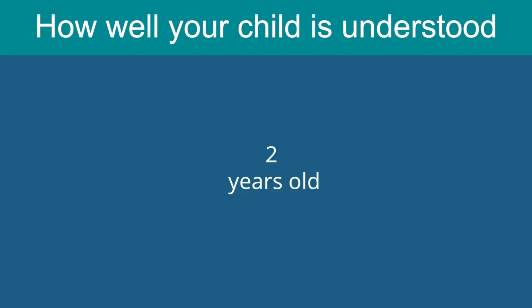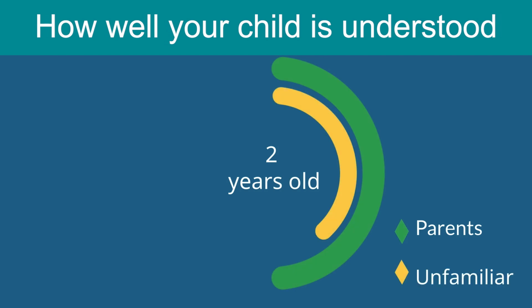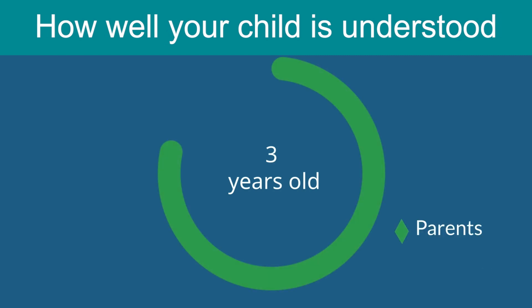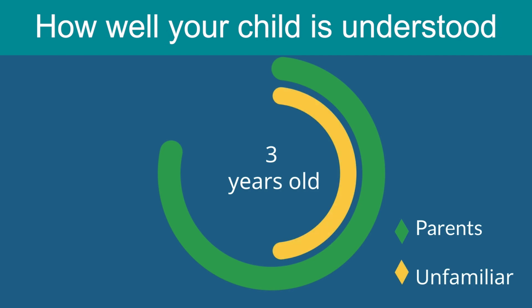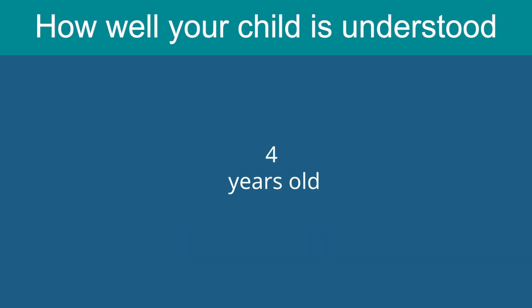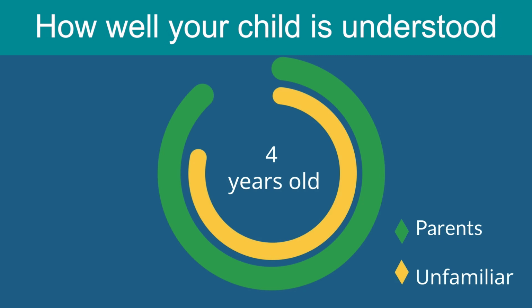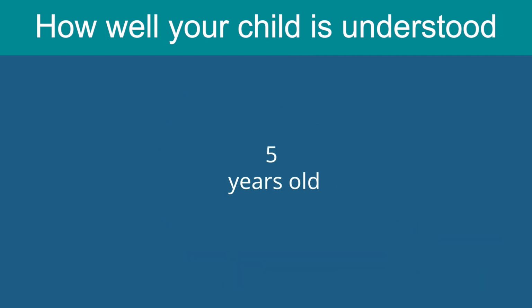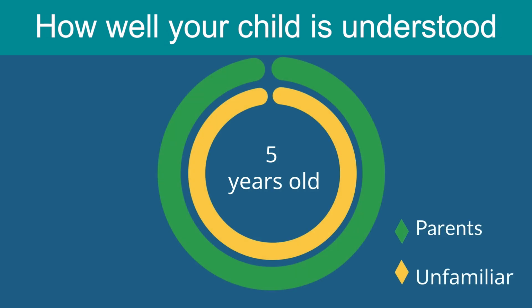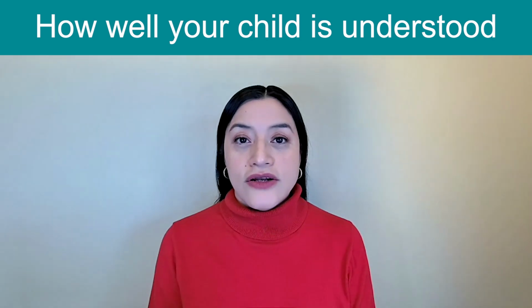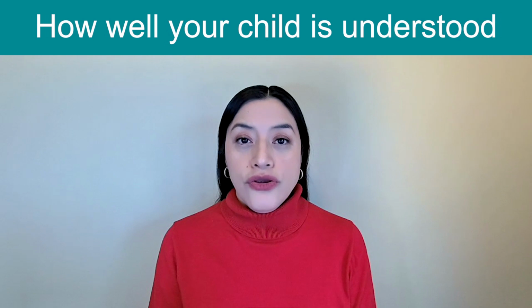In addition to speech sounds, you can also consider how well your child is understood. A 2-year-old child is understood by parents about half the time and less by unfamiliar people. A 3-year-old child is understood by parents most of the time and only about half of the time by unfamiliar people. A 4-year-old is understood by parents almost all of the time and most of the time by unfamiliar people. Once a child is 5 and over, they are understood by everyone almost all the time.